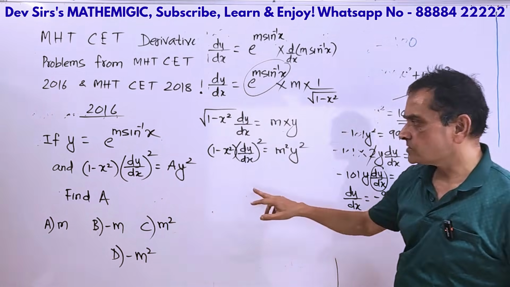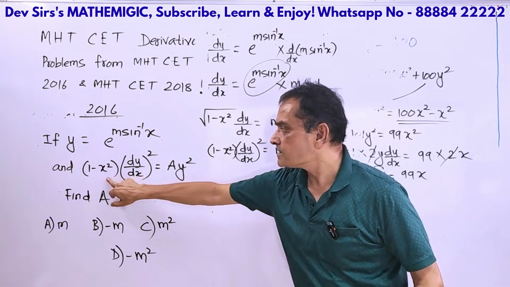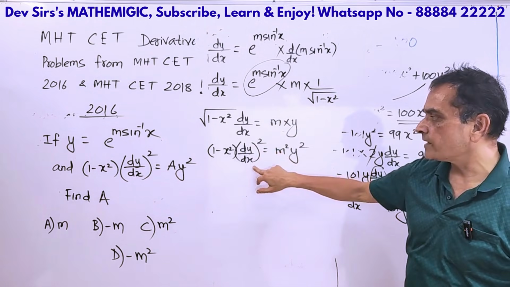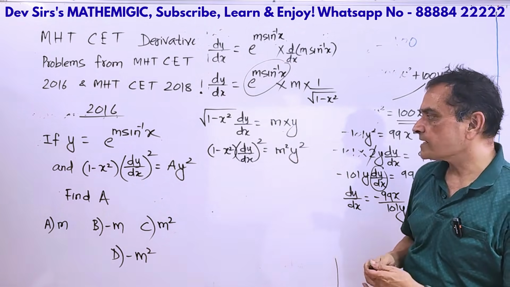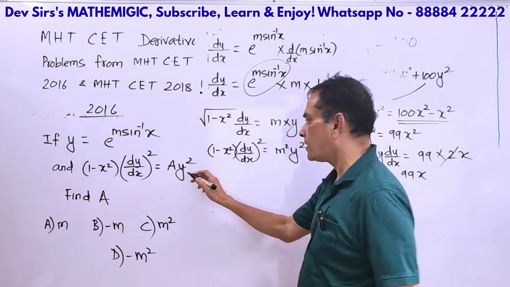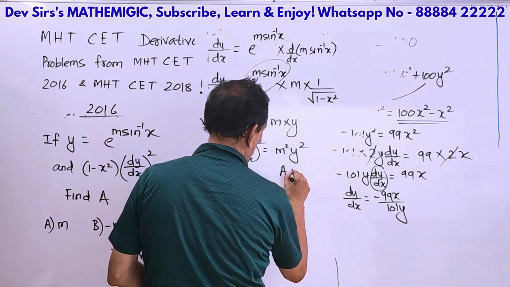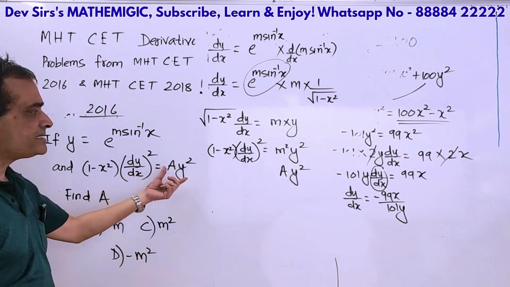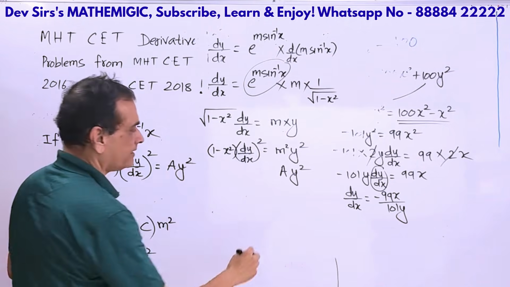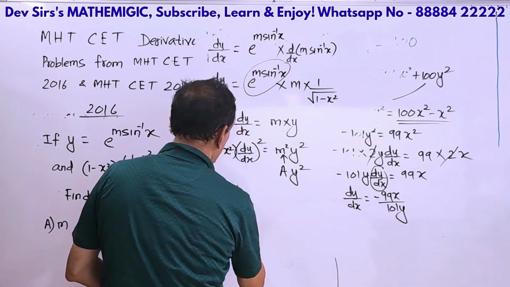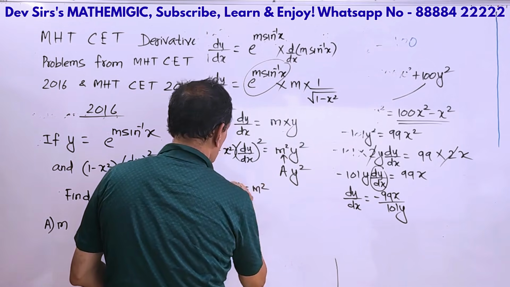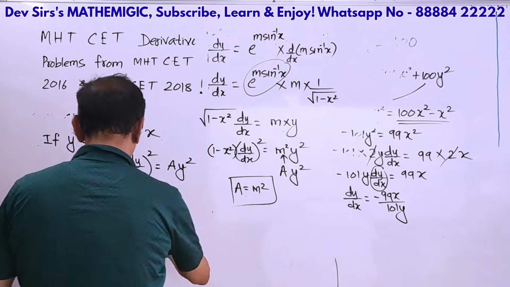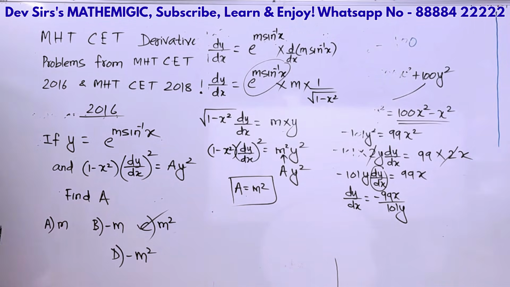So what is the question asked? 1 minus x, just compare. 1 minus x squared dy by dx ब्रैकेट स्क्वायर आ गया है. Right hand side, a y squared से compare करो. लेफ्ट हैंड साइड इज सेम. राइट हैंड साइड compare with a y squared. What do you get? a is equal to m squared. That is, find a पूछा है ना. Value of a is m squared. Option C. Clear?